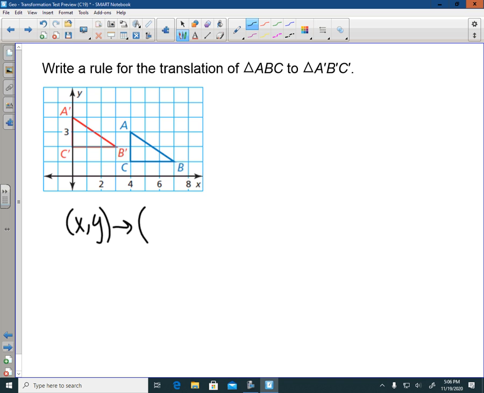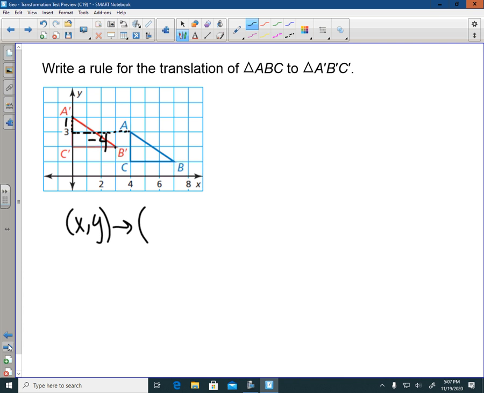So when we look at, for example, point A, in order to get to point A prime, we had to travel like this, and then we had to travel like that. And we went in the left direction, or negative direction, 1, 2, 3, 4, so -4, and then we went up 1 to get to A prime. Did that happen with B? When we count B, we go 1, 2, 3, 4, and then up to get to B prime, sure. C, same thing, 1, 2, 3, 4 to the left, and up 1 to get C prime. So it appears that we have moved 4 units to the left and 1 unit up to translate this triangle.